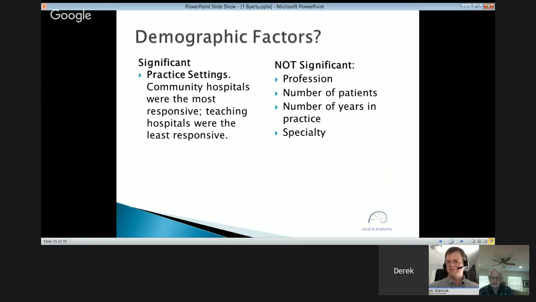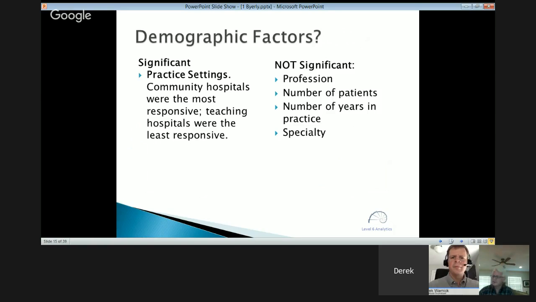Within client studies, I had access to the raw data, so I did some analytics to look at whether demographic characteristics of the subjects predicted a response rate. Most of the variables didn't. The only one I saw that showed a significant relationship were practice settings. There I saw that community hospitals were the best and teaching hospitals were the worst.